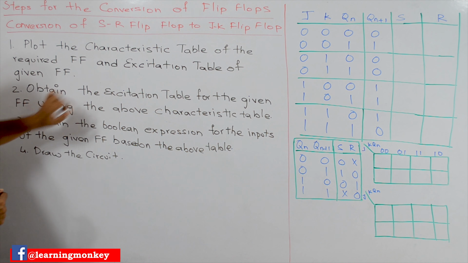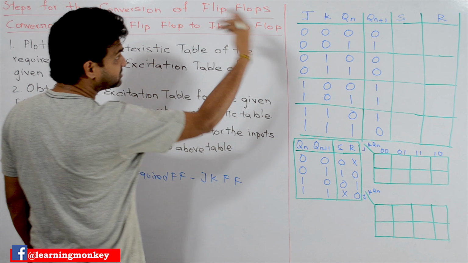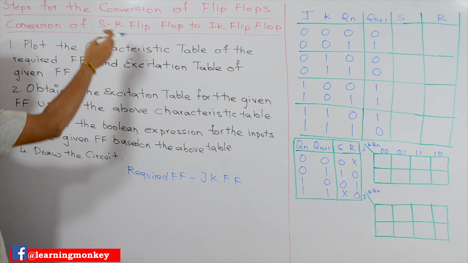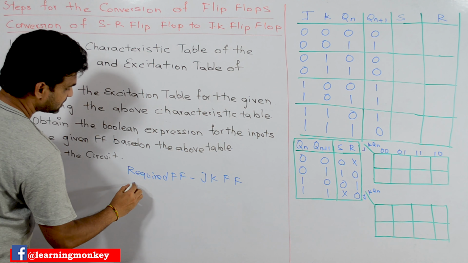For example, in our example the required flip-flop is the JK flip-flop, because this is the flip-flop that we have to construct. And the given flip-flop is the SR flip-flop. It is very important to identify those flip-flops. So first we have to identify the required flip-flop and the given flip-flop.